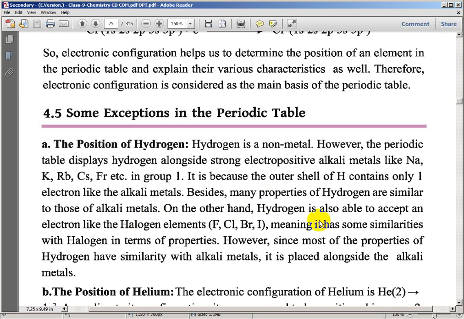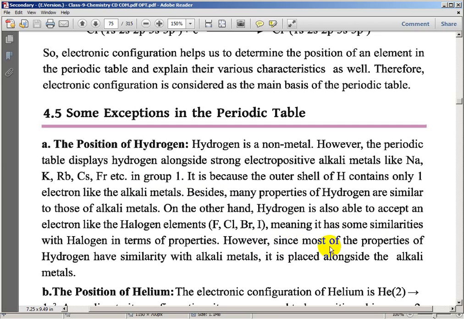On the other hand, hydrogen is also able to accept an electron like the halogen elements, group 7, meaning it has some similarities with halogens in terms of properties. However, it also has some properties like the halogens, group 17 elements. So should we take hydrogen in group 17, or is it group 1? Which group should it be placed in, 17 or 1?